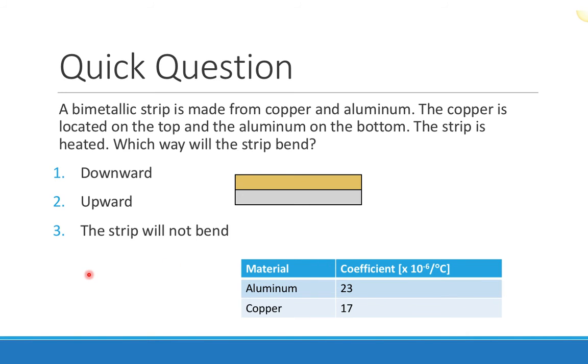So here we have a question. A bimetallic strip is made from copper and aluminum. The copper is located on the top and the aluminum is on the bottom. The strip is heated. Which way will this strip bend? So I've given the coefficients of expansion. Copper's on the top. It's not going to expand as much as the aluminum, which has a larger coefficient of expansion. So the curve should be upward, right? It should be curved like this because the aluminum has to have room to expand more than the copper. So it will curve upward.